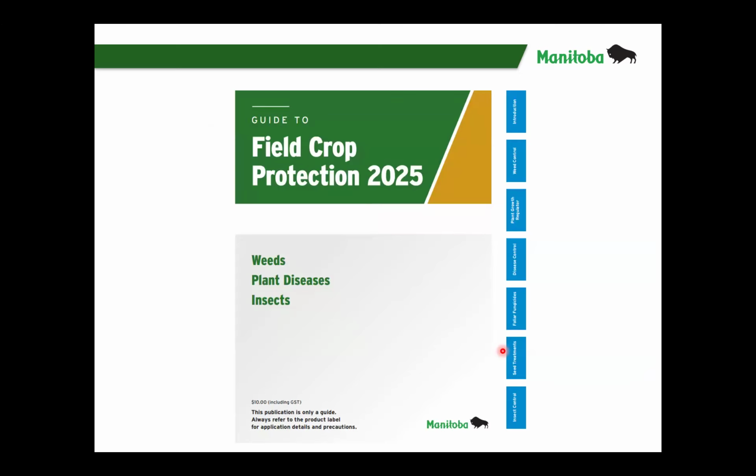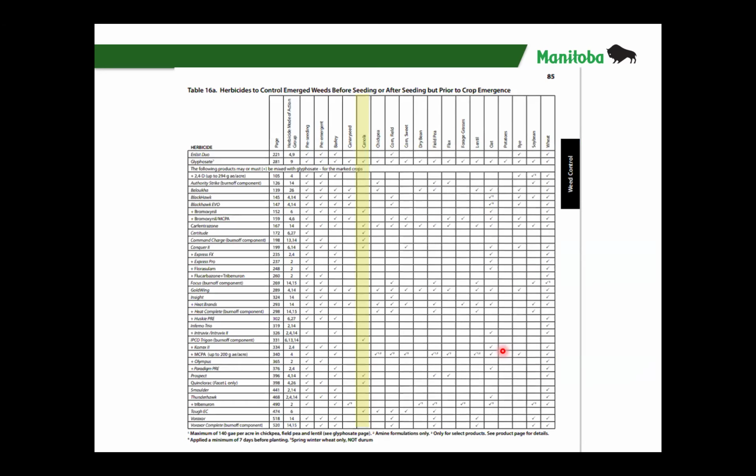Just to talk about our guide to field crop protection, they're available at all the service centers right now. And so in the guide to crop protection, when you're looking at going after some of these weeds right now, I know we've got some seeding going on, so just watch your labels because some of the products are pre-seed, some are pre-emerge, which means they can go on after seeding, but they must be on prior to the crop emerging. So that's just something to be aware of.